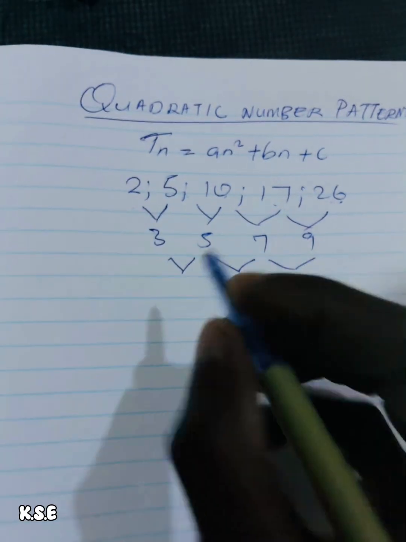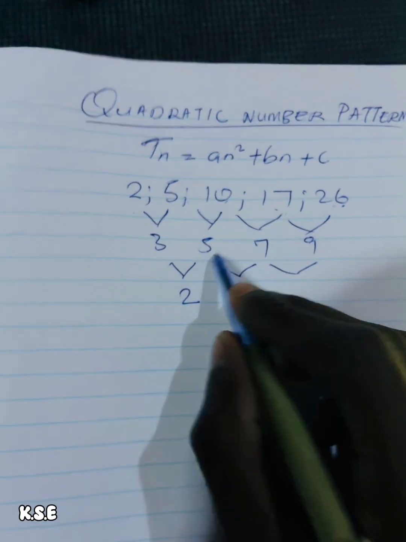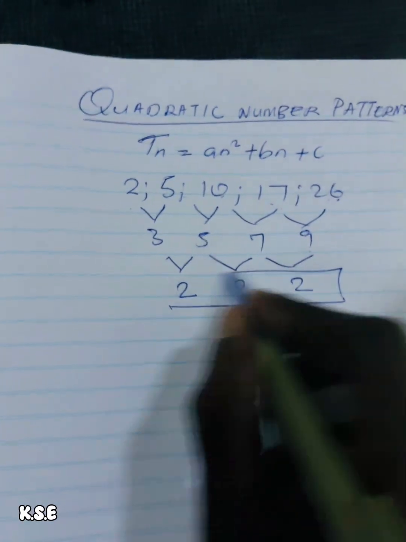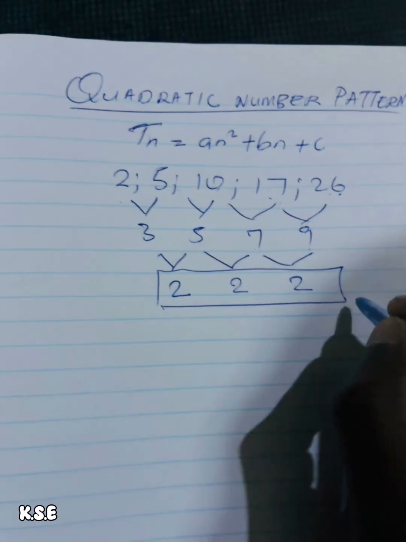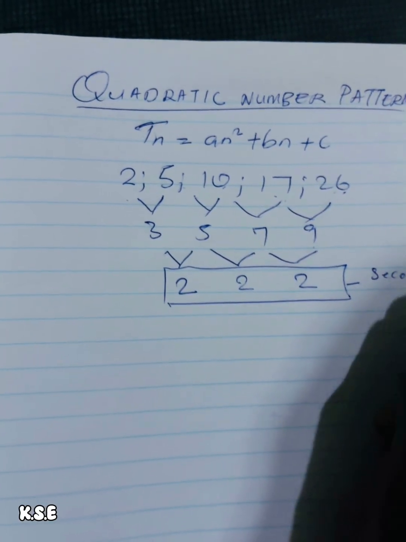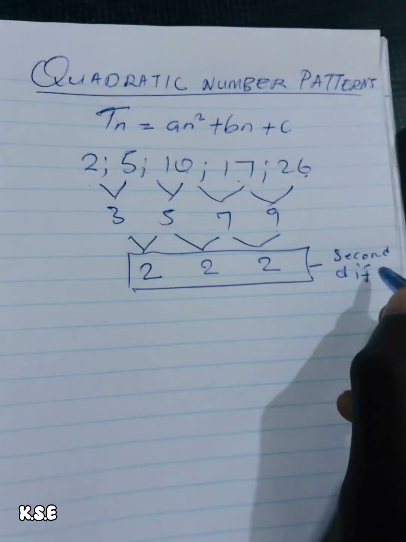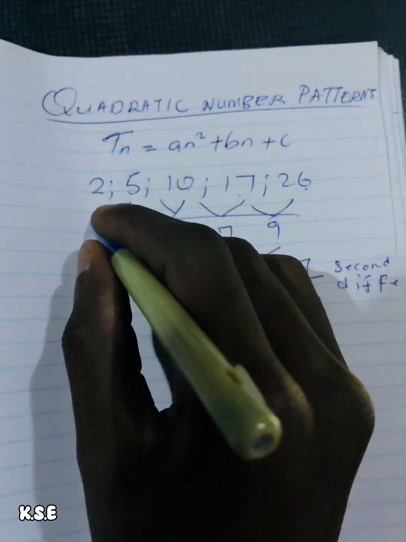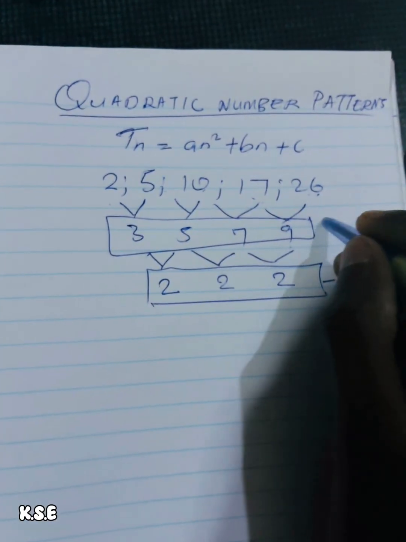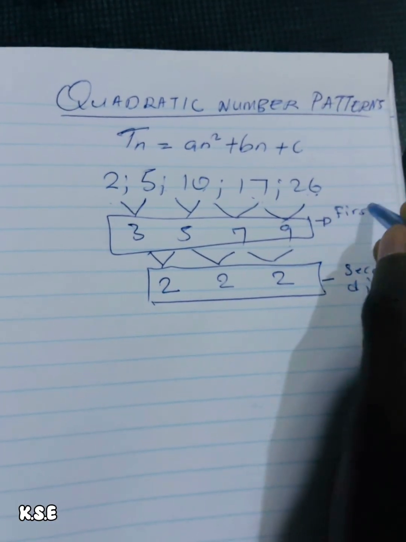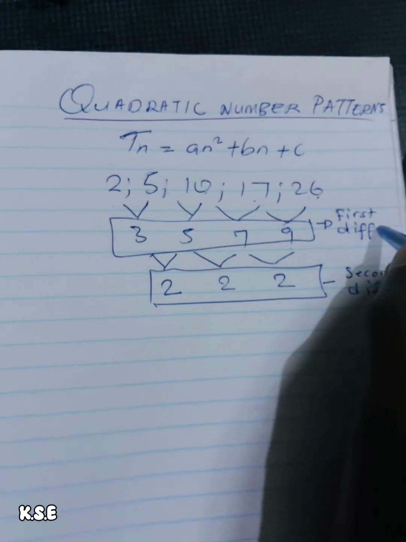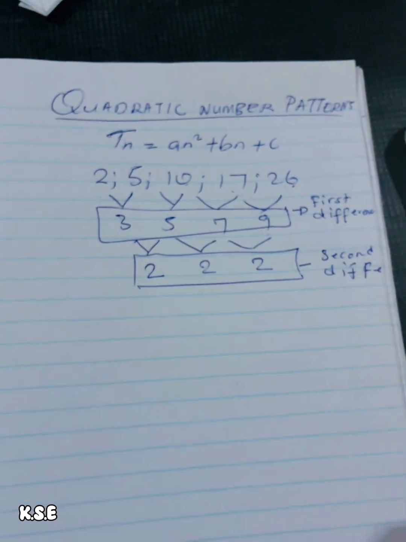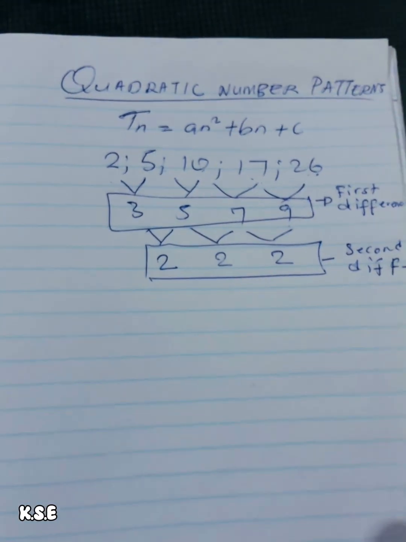5 minus 3 is going to give us 2. 7 minus 5 is going to give us 2. 9 minus 7 is going to give us 2. This becomes our constant difference, which is the second difference. Then this one is the first difference. So this is the difference between the linear and the quadratic number pattern.